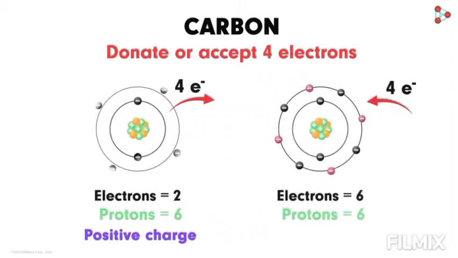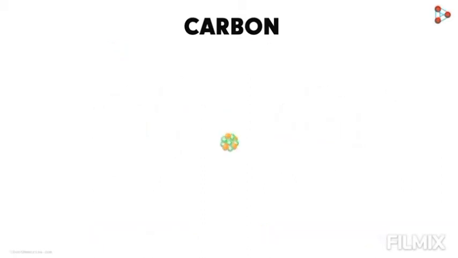At the same time, when carbon accepts 4 electrons, we can see that the outer electronic configuration becomes 8, and it will get a negative charge, carbon 4 minus. But this is also not stable. You can see that here the electrons become a total of 10 electrons. So it is not stable.